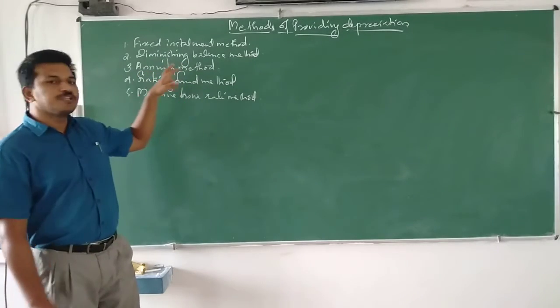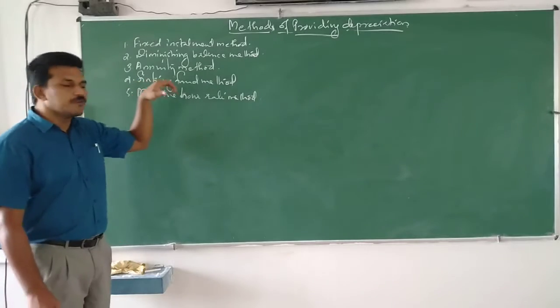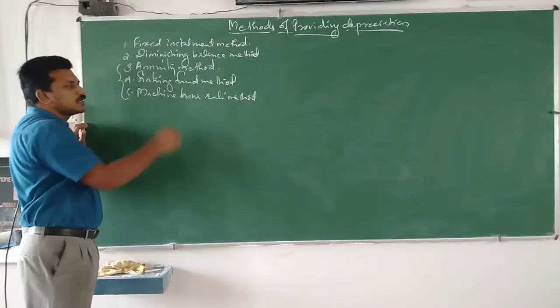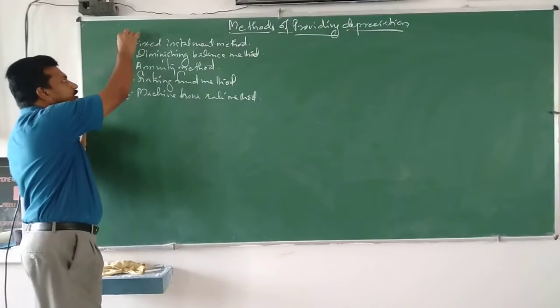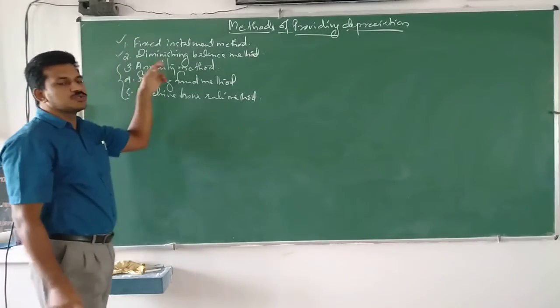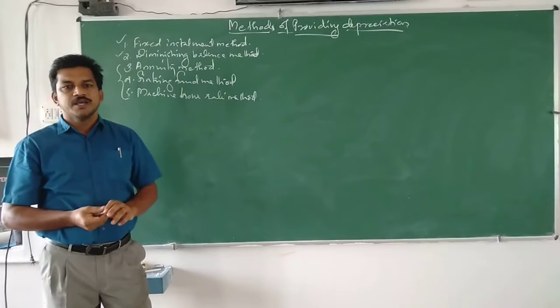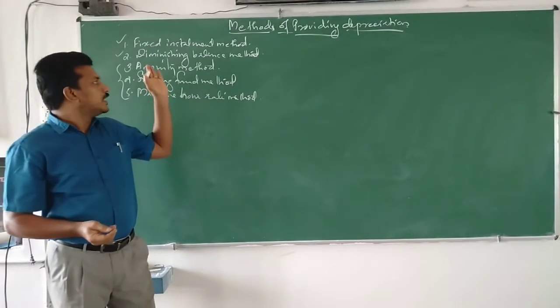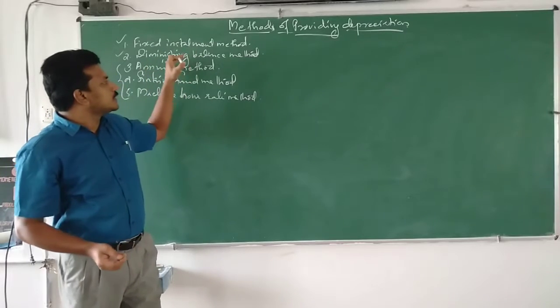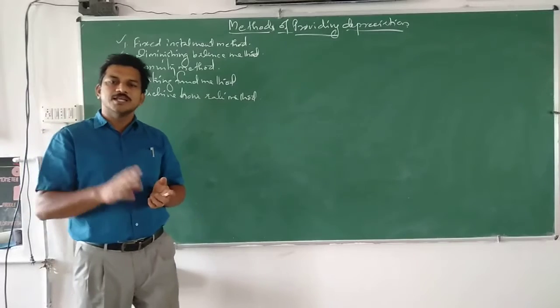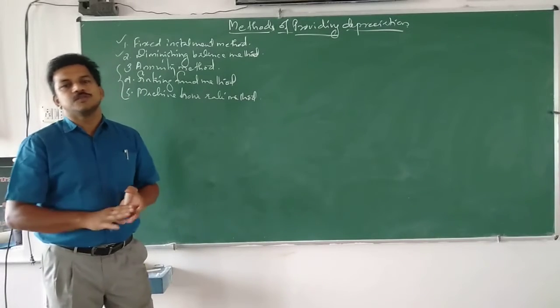Like that, the annuity method is there, the sinking fund method is there, the machine hour rate method is there. These methods are not there for us to study. Now we have to study these 2 methods only in this chapter. Okay. Then before discussing these 2 methods, let us see what are the journal entries related to depreciation.